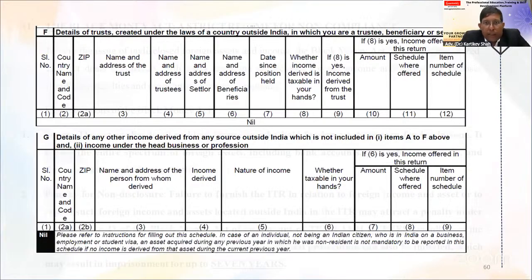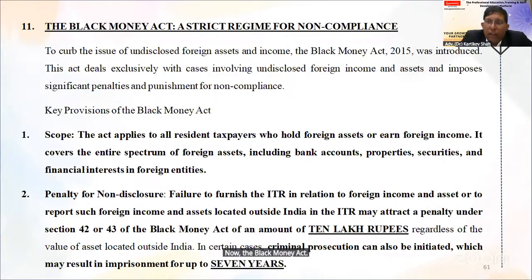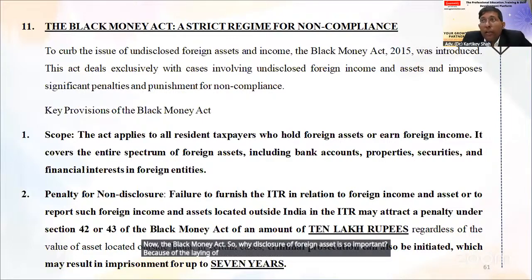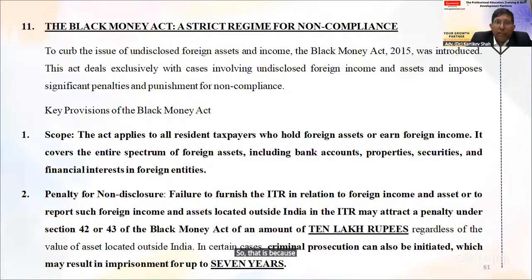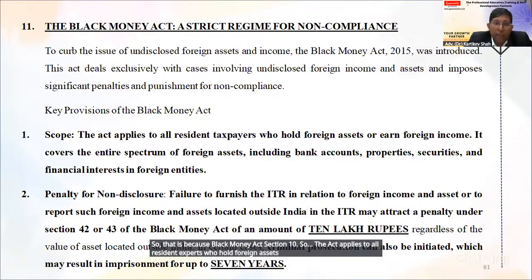Now the Black Money Act. Why is disclosure of foreign assets so important? Because of the levying of hefty penalty and imprisonment, and in serious cases they also implement prosecution. That is because of Black Money Act Section 10. The Act applies to all resident taxpayers who hold foreign assets or earn foreign income. It covers the entire spectrum of foreign assets, including bank accounts, properties, securities, and financial interest in foreign entities.